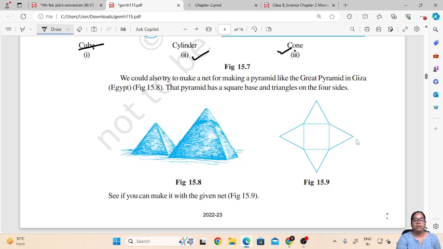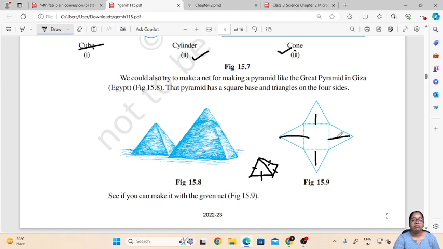So this is what now? This is a pyramid. See, if I join all these faces together, this is a net now. Net as in a 2D representation of what? Of a pyramid. And when I fold it like this, I will get a pyramid like this. So this is a net of a pyramid.